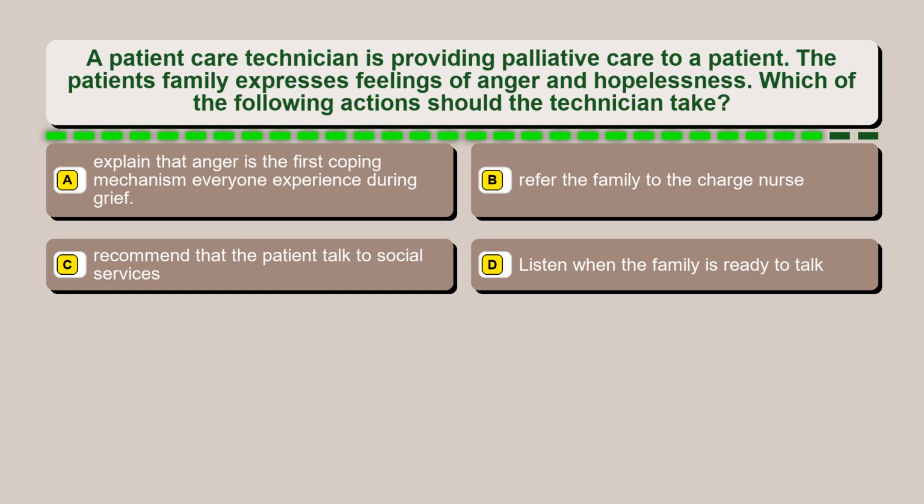Question 11. A patient care technician is providing palliative care to a patient. The patient's family expresses feelings of anger and hopelessness. Which of the following actions should the technician take? Option A, explain that anger is the first coping mechanism everyone experiences during grief. Option B, refer the family to the charge nurse. Option C, recommend that the patient talk to social services. Option D, listen when the family is ready to talk.